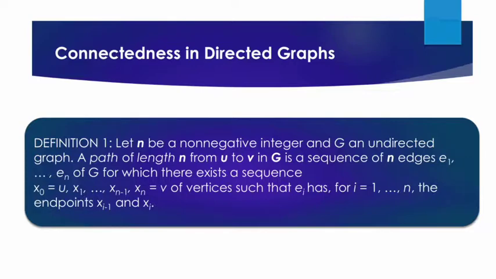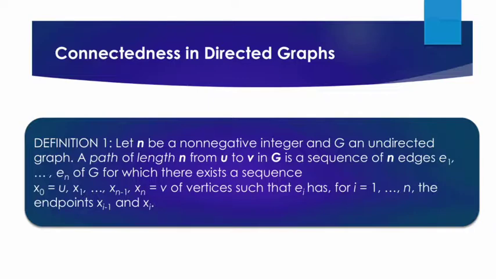Let n be a non-negative integer and G an undirected graph. A path of length n from u to v in G is a sequence of n edges e_1 up to e_n of G for which there exists a sequence x_0 = u, x_1, ..., x_{n-1}, x_n = v of vertices, such that for i equal to 1 up to n, the endpoints of e_i are x_{i-1} and x_i.